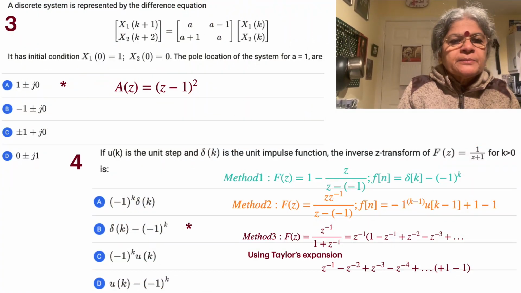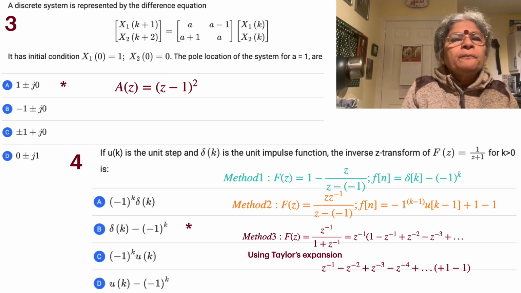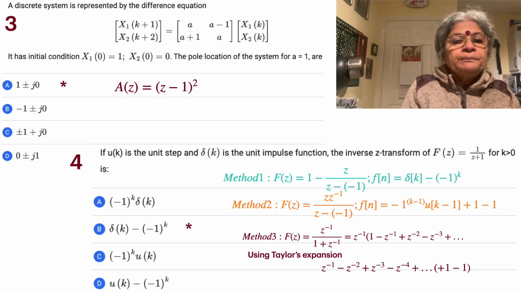The discrete time system is represented by the difference equation. This is another kind of representation, similar to the difference equation, but mostly borrowed from the state space representation. So what do we have? Just like x dot t is equal to A x t, here we have x1 and x2, the two states of the system at k plus 1 and k plus 2.